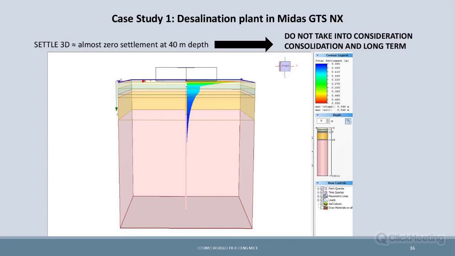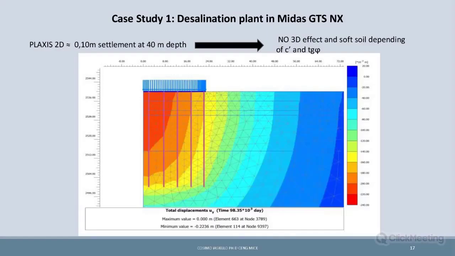This is a pure elastic calculation. It's in 3D. It's really nice, with a lot of colors, but it is something just to have a really rough number. Then we carry out the Plaxis model. In Plaxis 2D, we have more or less 10 centimeters, or 0.10 meters, settlement at 40-meter depth. So the second answer is no, we can't use base resistance because we have a very high settlement at 40-meter depth. What is the problem of the Plaxis?